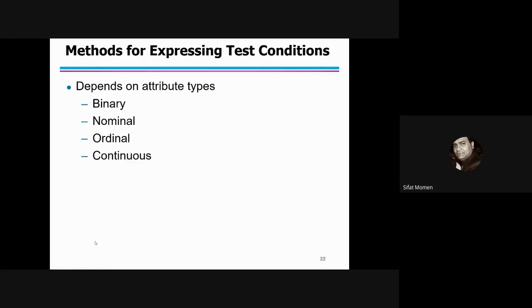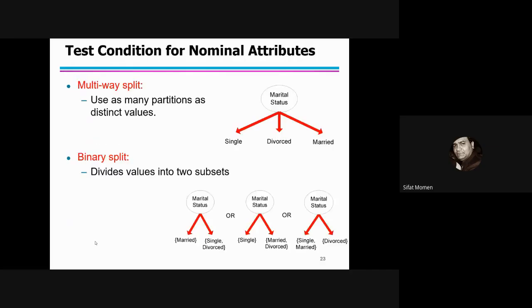Okay, so now let's see. First of all, let's look at different attribute types, like binary attribute, nominal, ordinal, and continuous, and how the split happens in each case. Let's look at this one. First of all, I could split multi-way, or I could make a binary split.